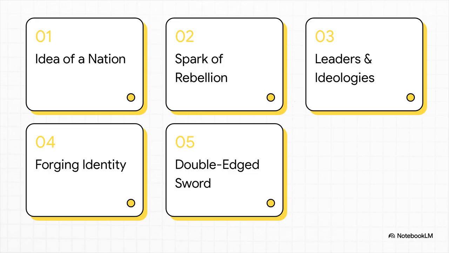Okay, so we're going to break this whole recipe down into 5 key parts. First up, we'll look at how the very idea of a nation even gets started. Then we'll explore the spark that ignites a rebellion. After that, the leaders and ideas that fan the flames. Fourth, how you forge a common identity with symbols and stories. And finally, we'll get into the complicated part, how nationalism can be a double-edged sword.